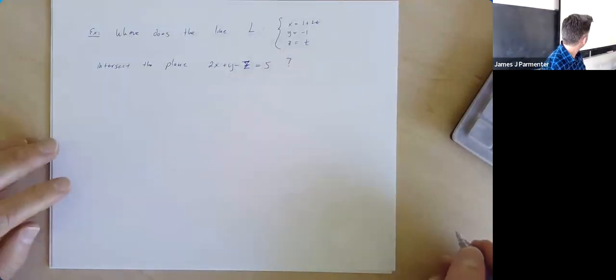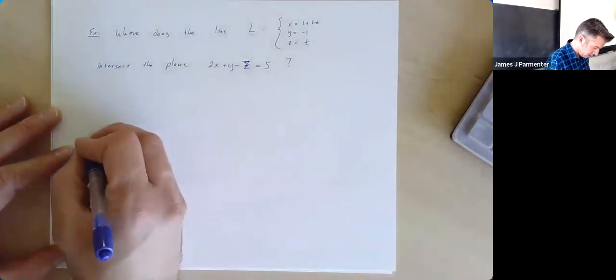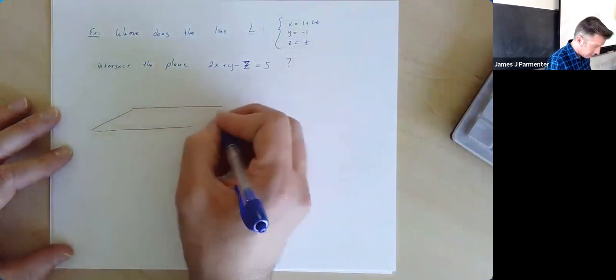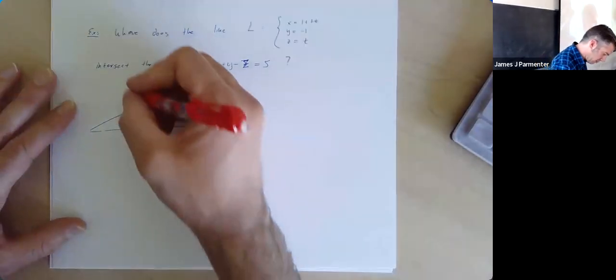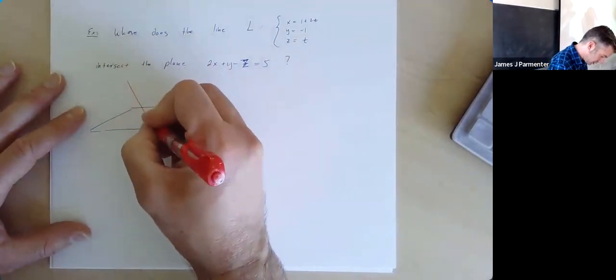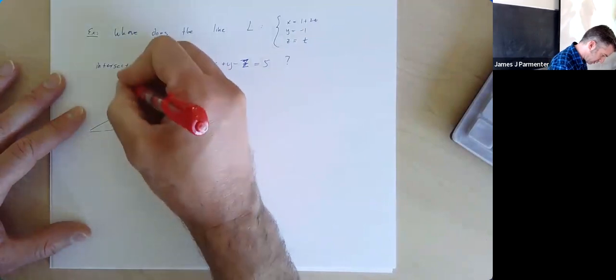So, good question. Here's our plane. The answer could be nowhere, right? It's possible that someone is giving us a line that is parallel to the plane. Or more specifically, giving us a line that is wholly contained in a plane that is parallel to the plane that we have. But probably not. So where does this thing go through there? Good question.